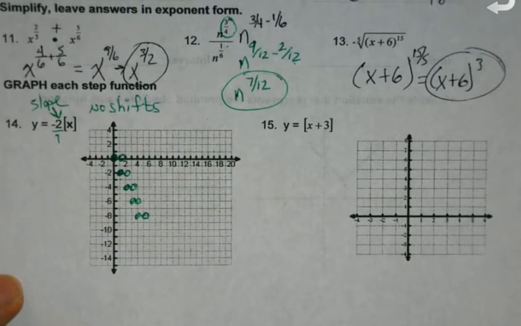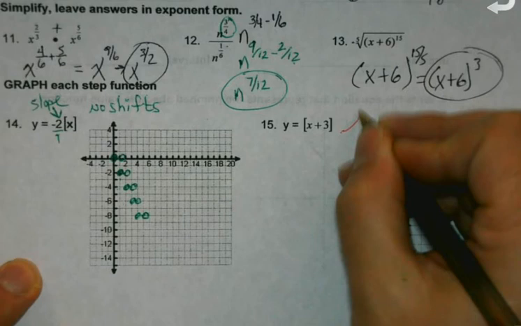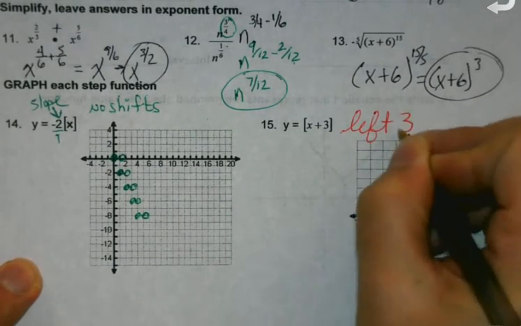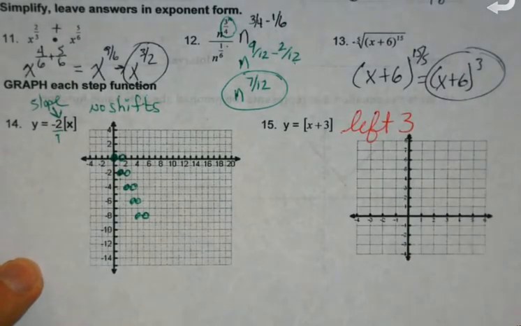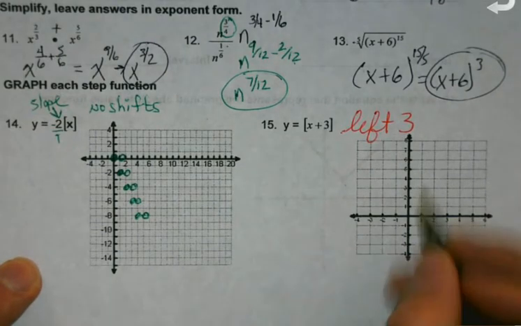15. Do I have a shift? Yes. Which way? -3. Which way is that? Left. Okay. I can't see that here. So left 3, because when it's inside those braces, it's kind of the opposite of what we think, because the format is x minus h. So this is going to be left 3.